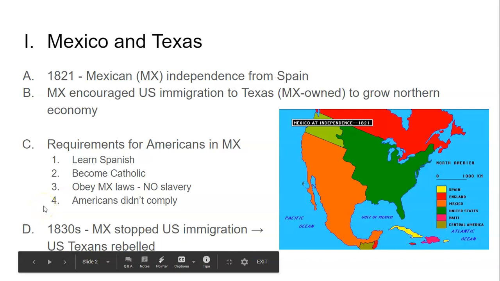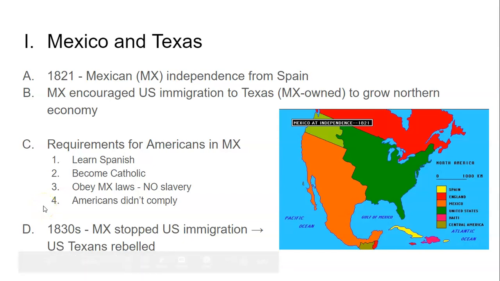So to understand the Texas Revolution, which is basically Texas's desire or fight to become independent from Mexico, you need to know a little bit about the background of Mexico first. In 1821, Mexico became independent from Spain. And just like when the US became independent from Great Britain, our economy was pretty rough. It was pretty stop and go. Same thing for Mexico. They wanted to try to strengthen their own economy now that they were independent.